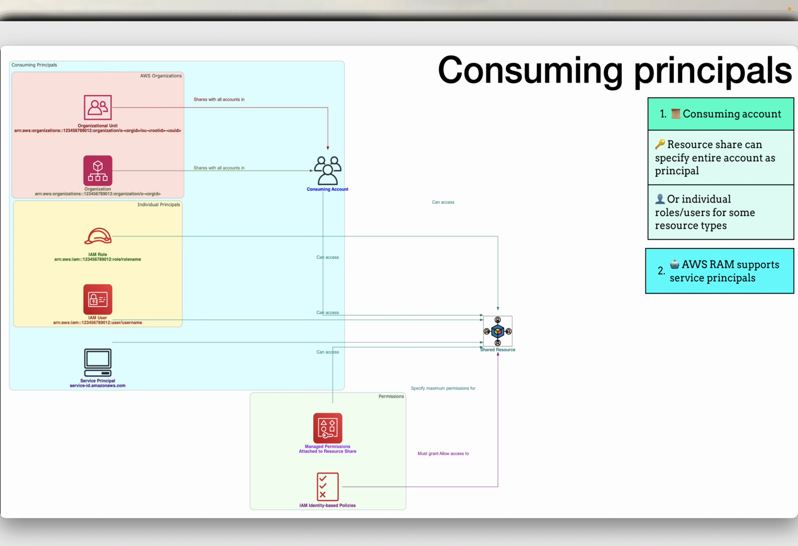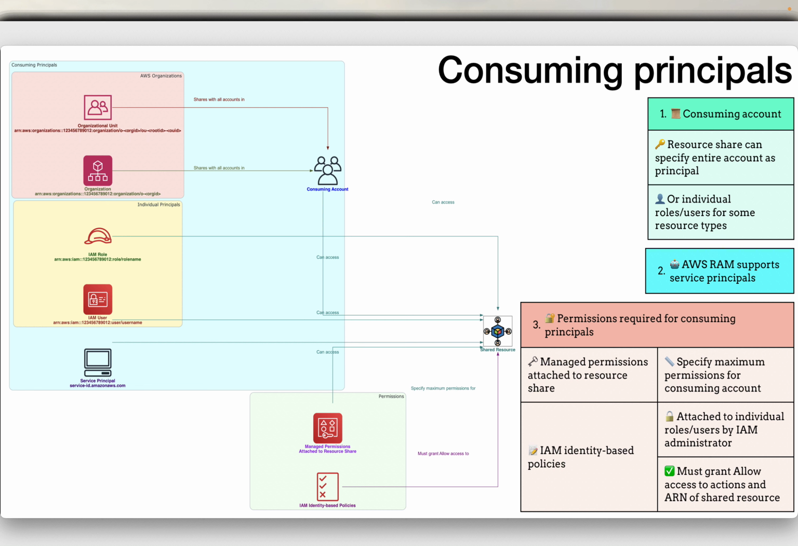The principals in the consuming account can perform only those actions allowed by both of the following permissions. The managed permissions attached to the resource share, which specify the maximum permissions that can be granted to the principal in the consuming account, and the IAM identity based policies attached to the individual roles or users by the IAM administrator in the consuming account. Those policies must allow access to the specified actions and to the Amazon Resource Name, ARN, of a resource in the sharing account.